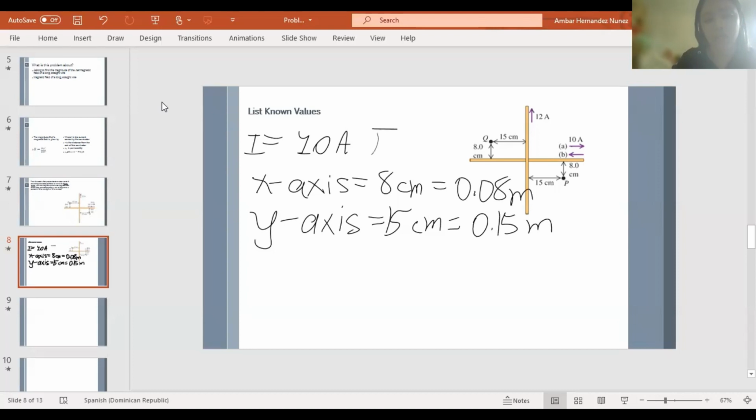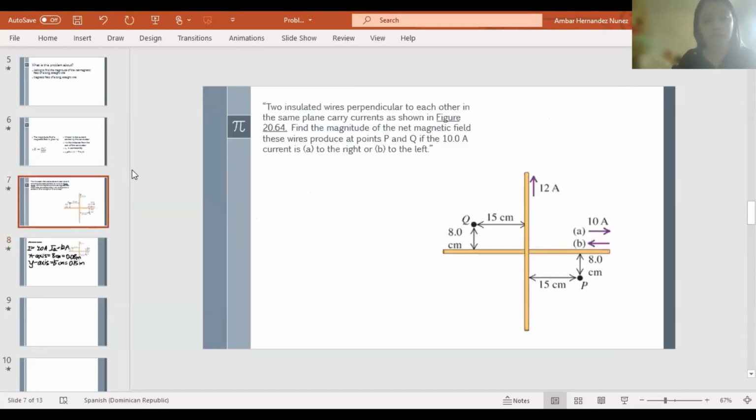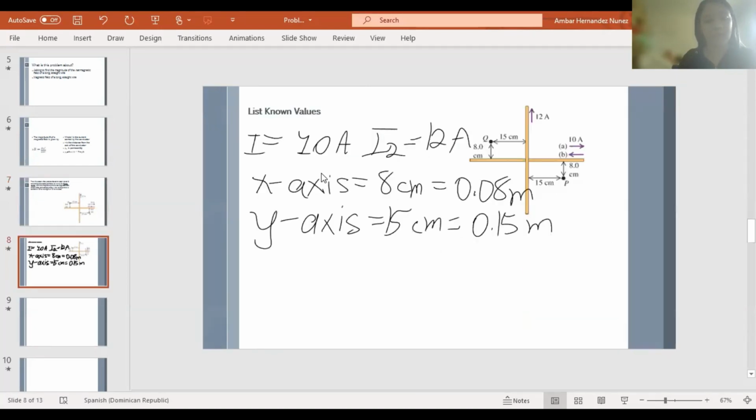We also have another current that will be our second current, that's 12 amperes. And at point Q, we have the same distances from the x and the y axes, 0.08 meters and 0.15 meters. So the problem is asking first to find the magnitude of the net magnetic field the wires produce at points P and Q when the 10 ampere current is going to the right.